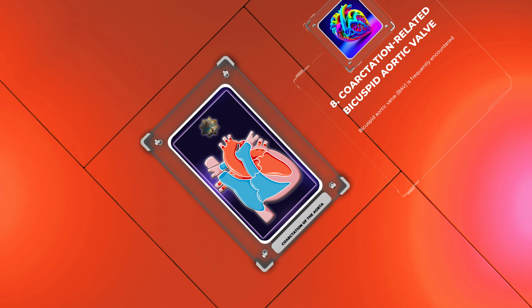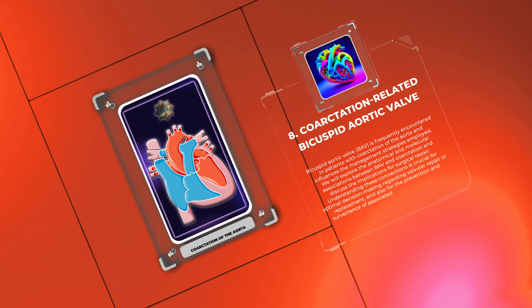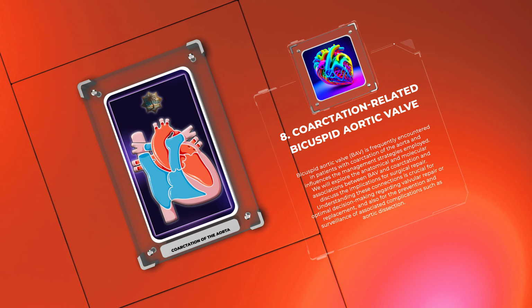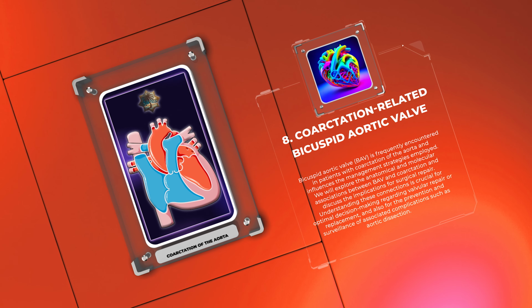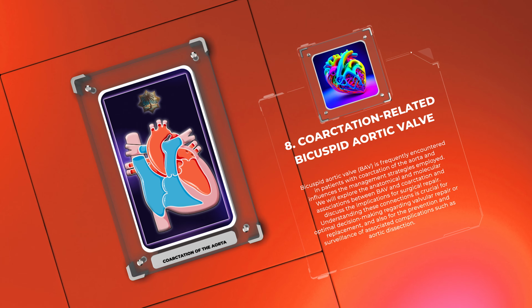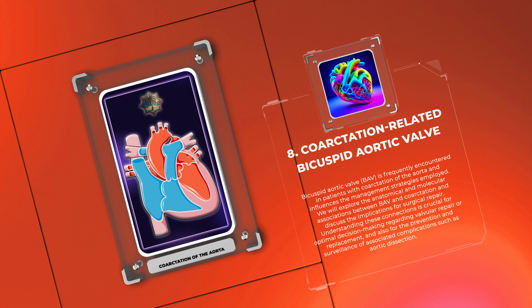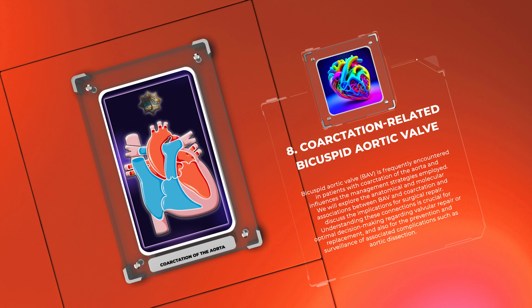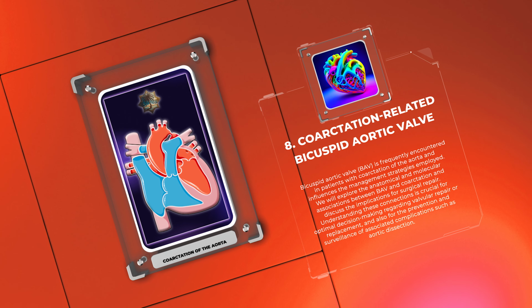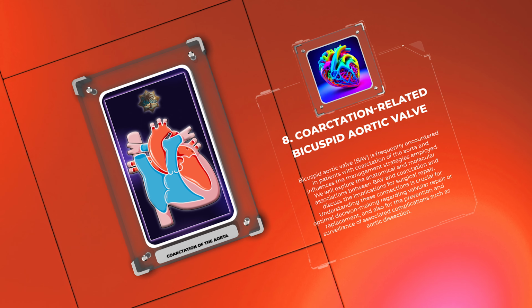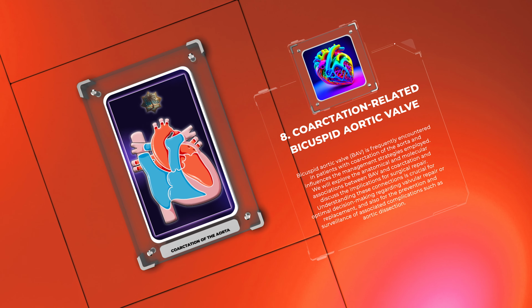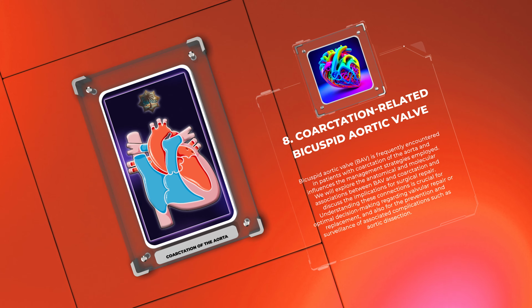Bicuspid aortic valve, BAV, is frequently encountered in patients with coarctation of the aorta and influences the management strategies employed. We will explore the anatomical and molecular associations between BAV and coarctation and discuss the implications for surgical repair. Understanding these connections is crucial for optimal decision-making regarding valvular repair or replacement, and also for the prevention and surveillance of associated complications such as aortic dissection.